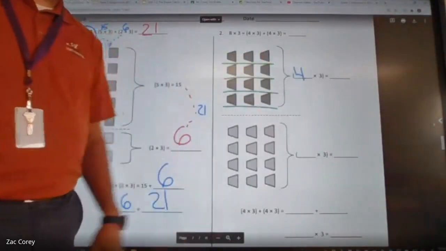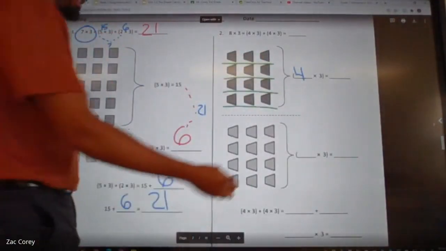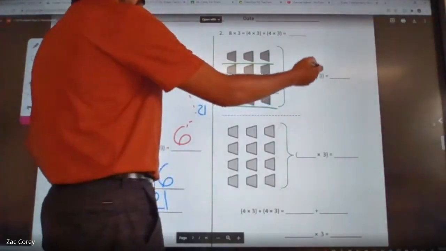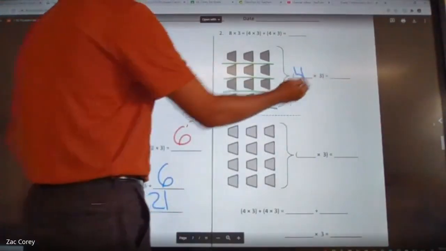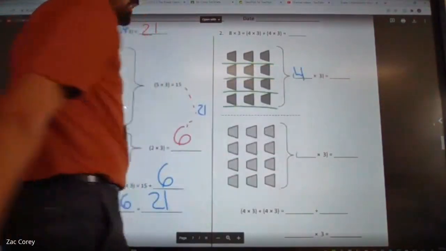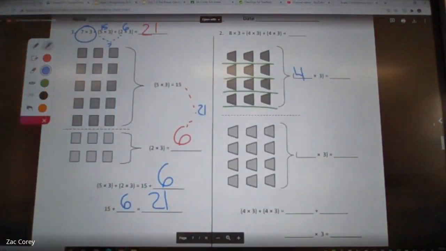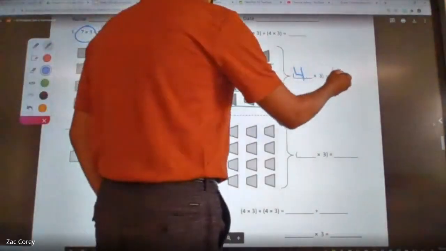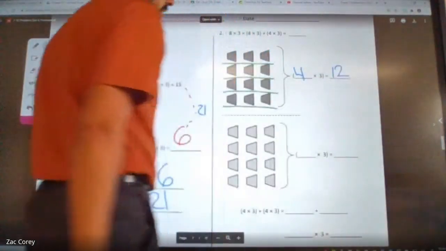So 4 times 3. 4 times 3 is the same thing as 4 plus 4 plus 4, or it's the same thing as counting by 3 4 times. Let's go ahead and count by 4 3 times, all right? So 4 plus 4 equals 8, and then 4 more equals 12. So 4 times 3 equals 12.